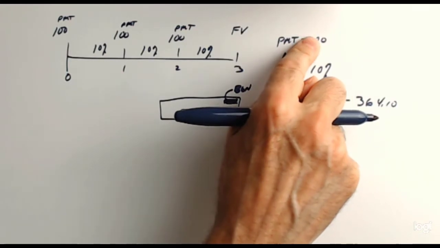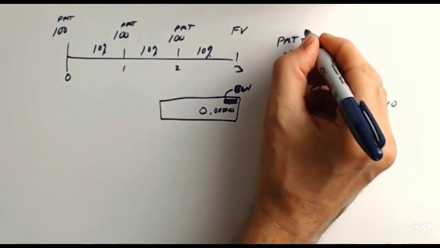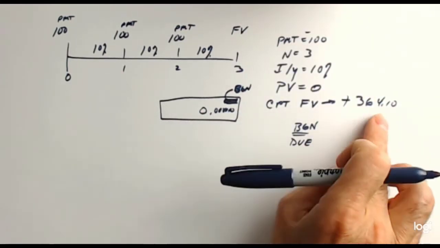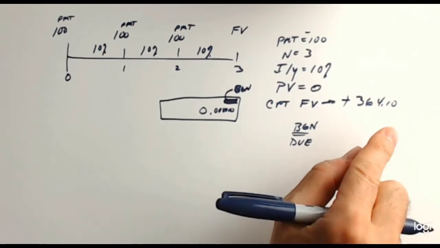And it comes out negative like I discussed before because we put the payments in as positive. If you put the payments in as negative, this will come out to be a positive. You'll know what I'm talking about.